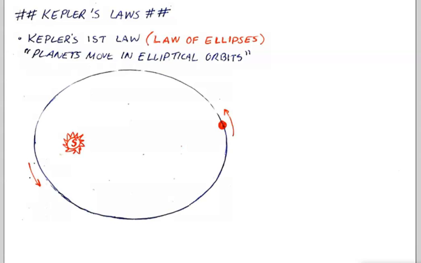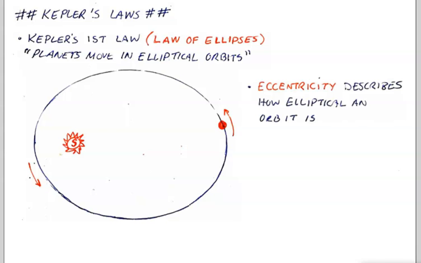The Sun is at one focus and the planet orbits around on the outside. Not all ellipses are the same. Some are flatter than others. It's eccentricity that tells us how flat the ellipse actually is. Eccentricity ranges anywhere from 0 to 1. A circle is a special case of an ellipse where both foci are at the same spot. The eccentricity of a circle is 0.